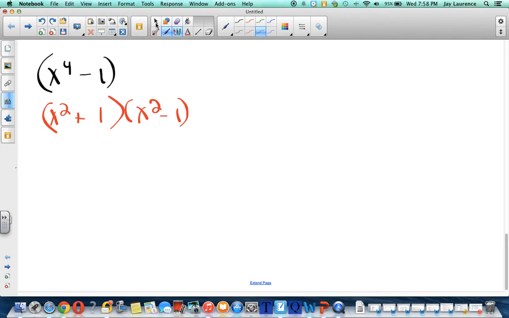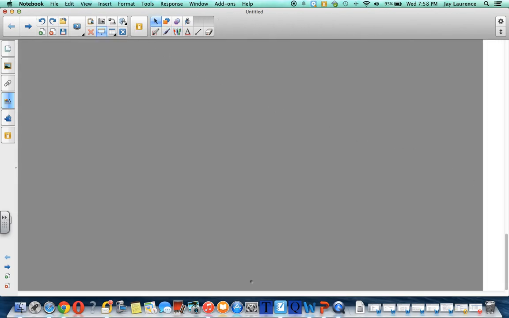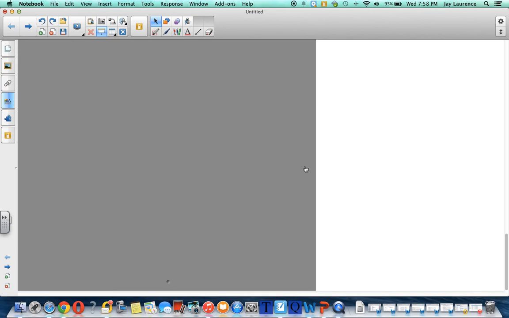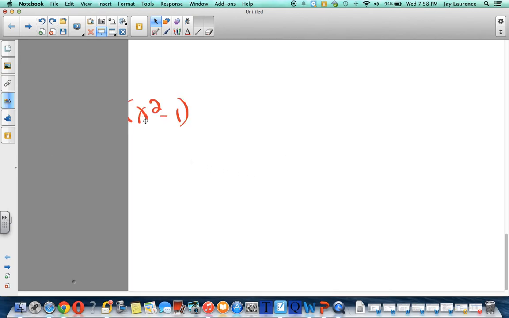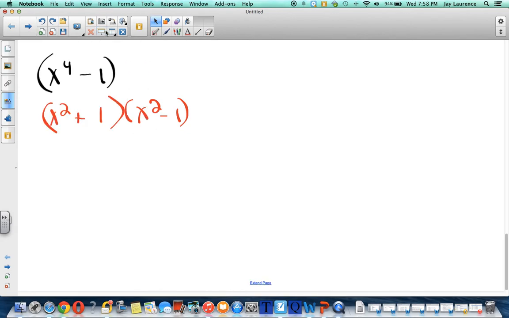Look at just this part. Look at that. That's an x squared minus 1. That's a difference of perfect squares hiding inside of the problem. This needs to be factored further. So the square root of x squared is x. Square root of 1 is 1. So it's going to be an x plus 1 as a quantity and an x minus 1 as a quantity.